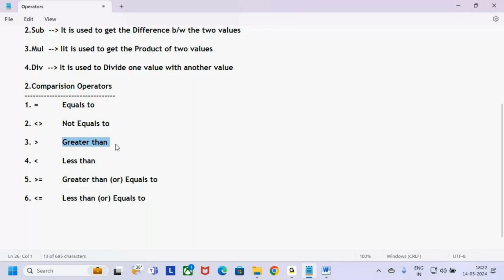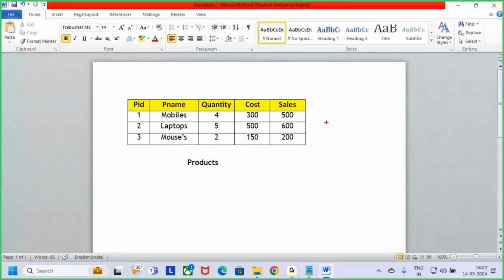And next one is greater than. Now try to understand what my requirement is here. From this table I want to find out the product details where the cost price is greater than 300, guys. Those products only I want to get in the output. Now how many products are there in this table where the cost price is greater than 300? Only one product. What's that product? Laptops. So laptops is the product where the cost price is greater than 300. The remaining 2 products, their cost price is not greater than 300.